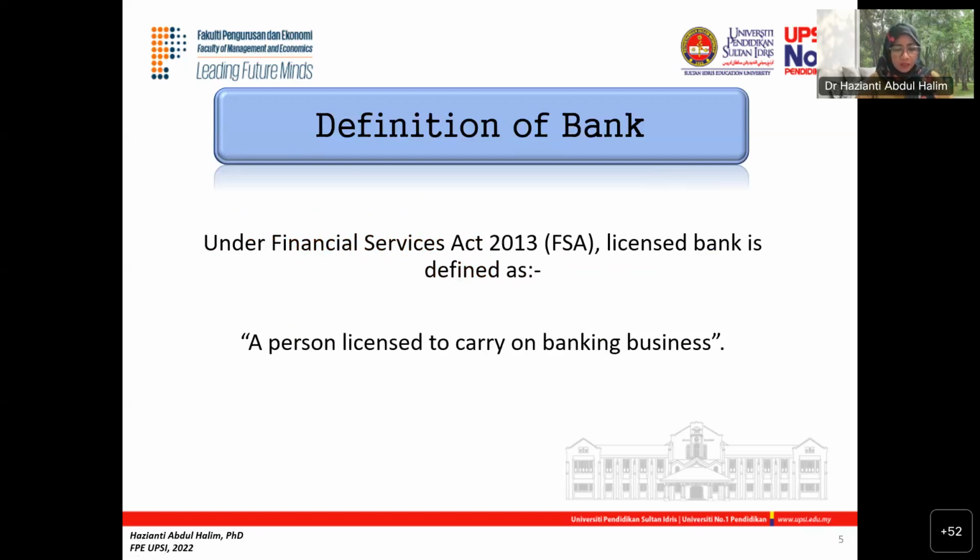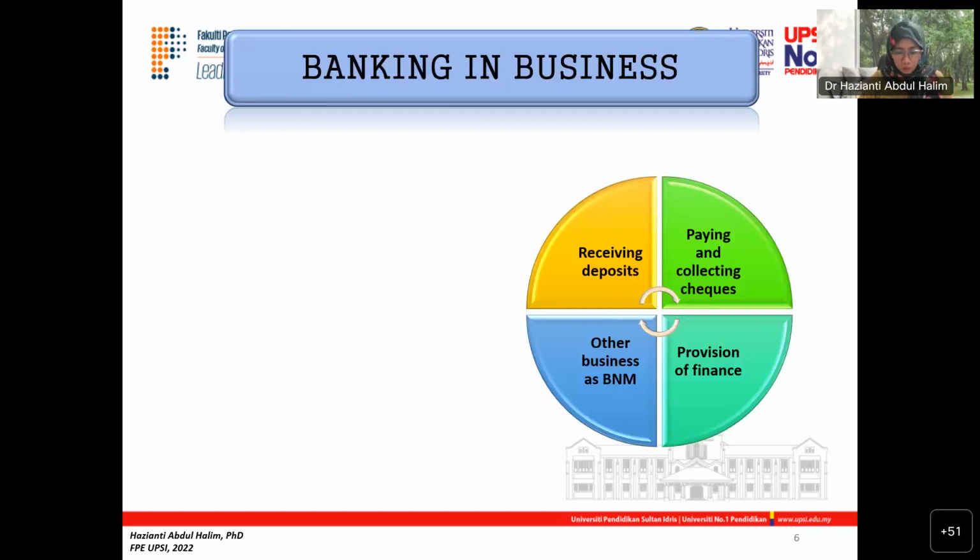Okay, so if you can see from your notes and also your book, we are going to look at, first of all, the definition of bank. All right, so this is actually under FSA, Financial Services Act 2013. When we talk about bank, it is actually a licensed bank. You must have a license to operate a bank. And under FSA, a licensed bank is defined as a person licensed to carry on a banking business.